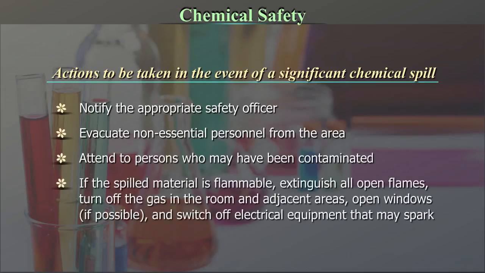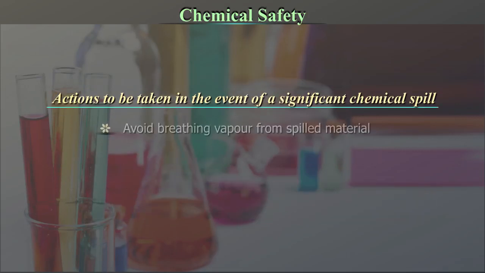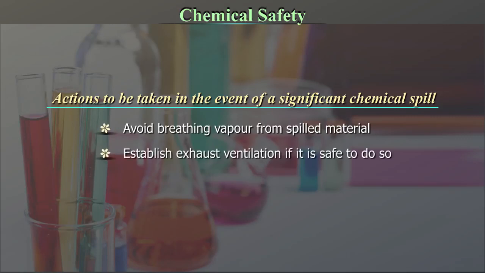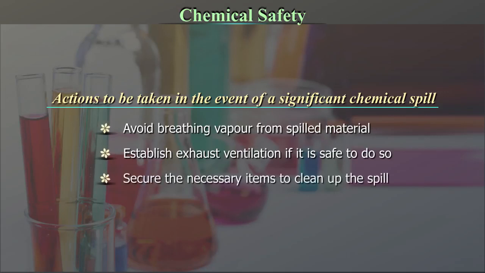If the spilled material is flammable, extinguish all open flames, turn off the gas in the room and adjacent areas, open windows, if possible, and switch off electrical equipment that may spark. Avoid breathing vapor from spilled material. Establish exhaust ventilation if it is safe to do so. Secure the necessary items to clean up the spill.